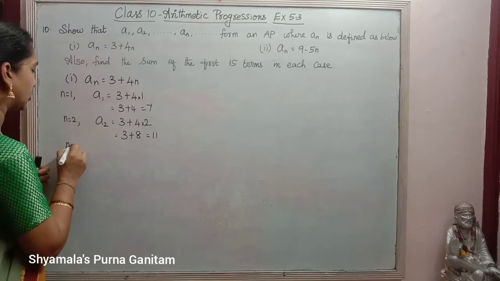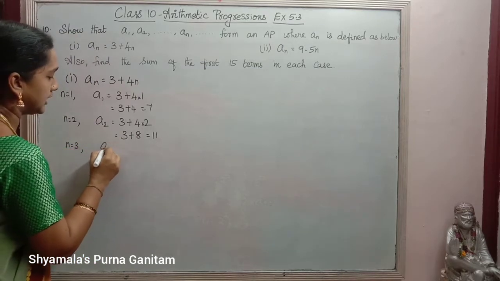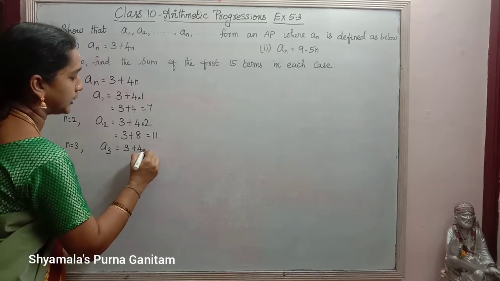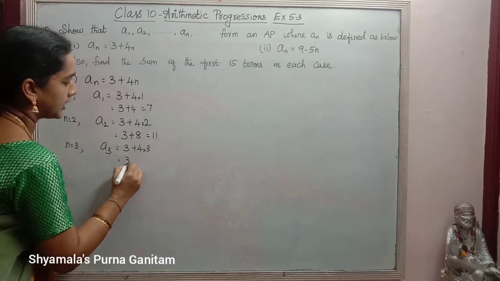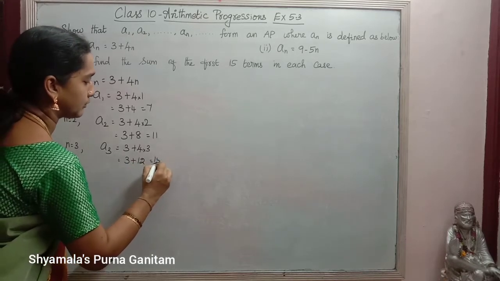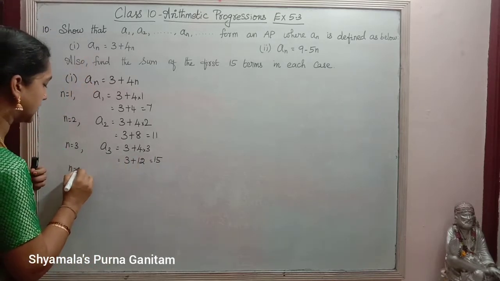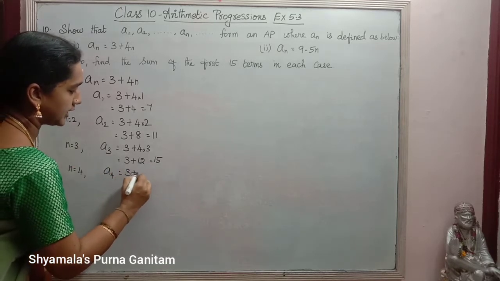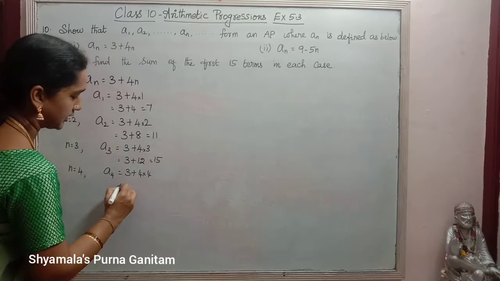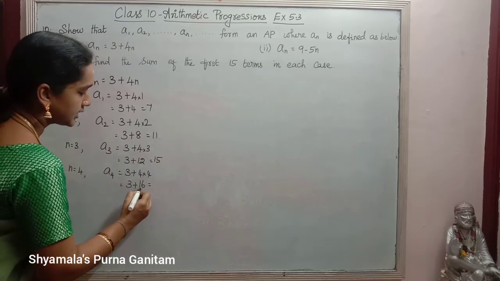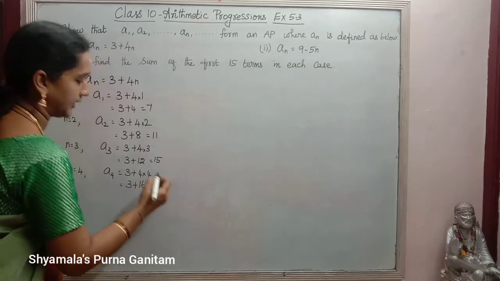Then, n is equal to 3. So, A3 is equal to 3 plus 4 into 3. 3 plus 4 3s are 12. So, 3 plus 12 is 15. Then, n is equal to 4. So, A4 is equal to 3 plus 4 into 4. That is equal to 3 plus 16. 4 4s are 16. So, 16 plus 3 is 19.